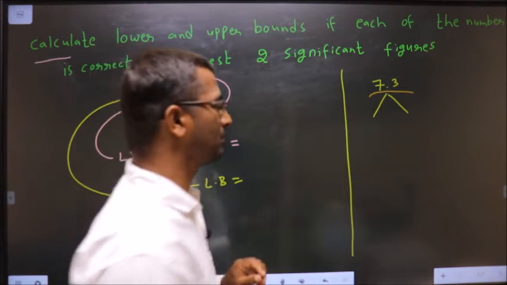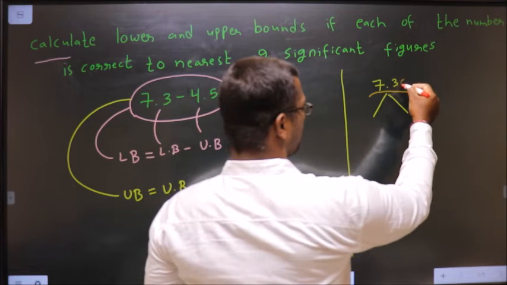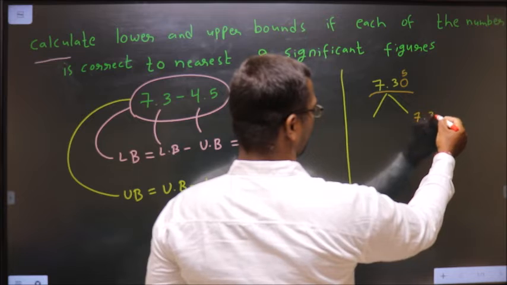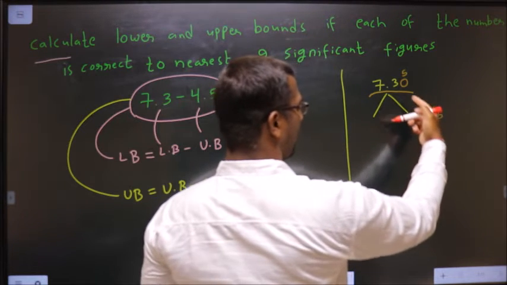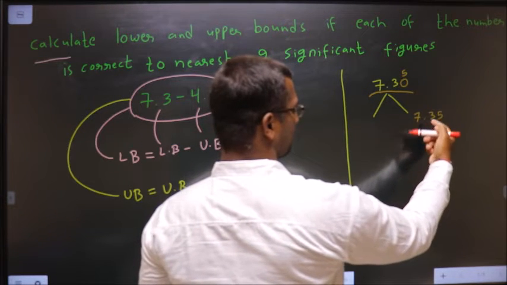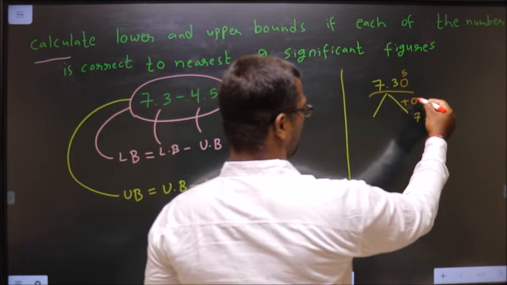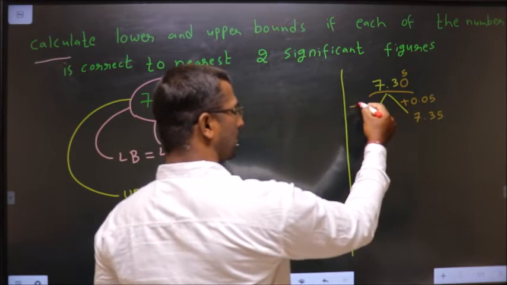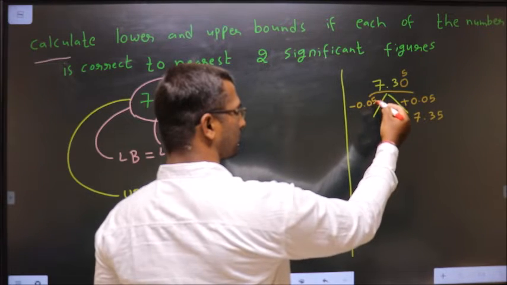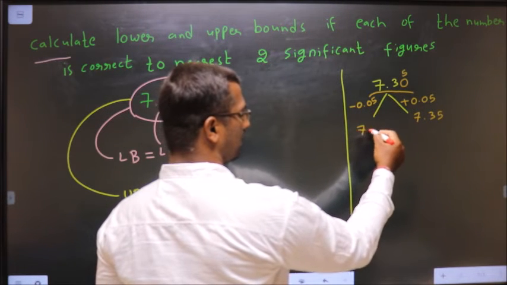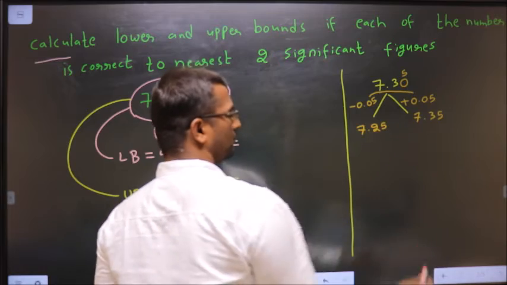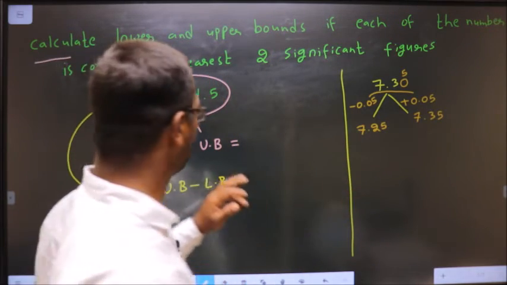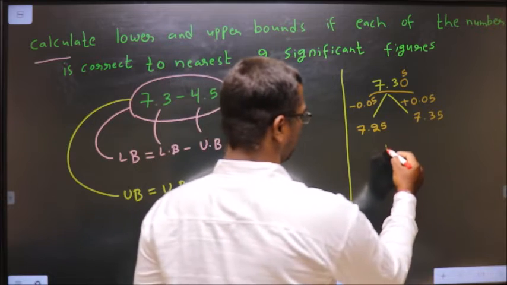To make this into three significant figures, here it has to be 5. Now what should I add such that this becomes this? I should add 0.05. Whatever you are adding, subtract the same thing. So once you subtract, you get 7.25. Clear?